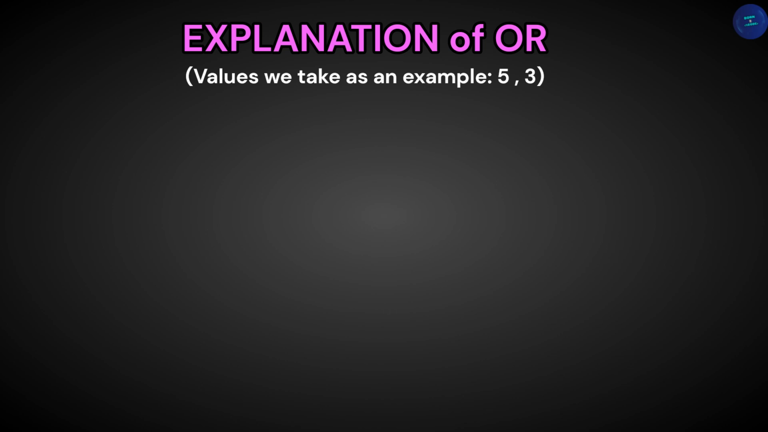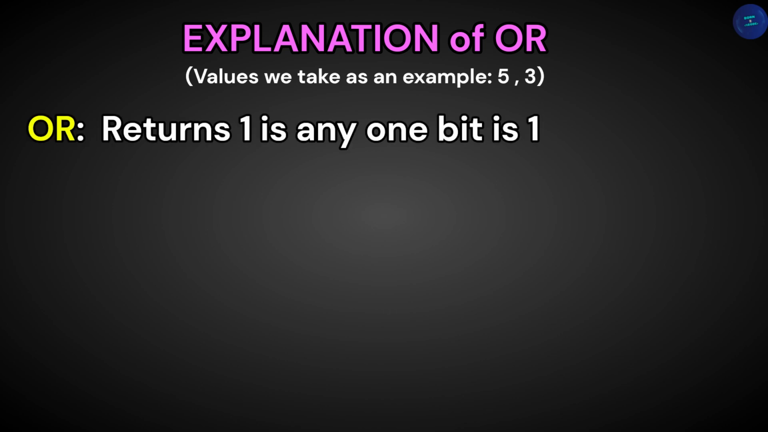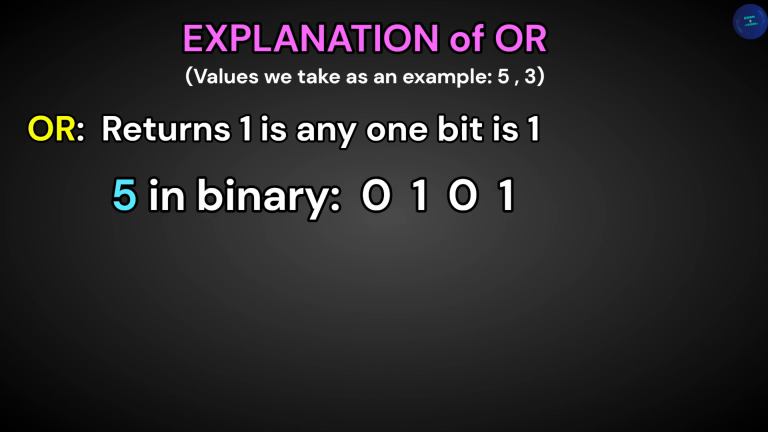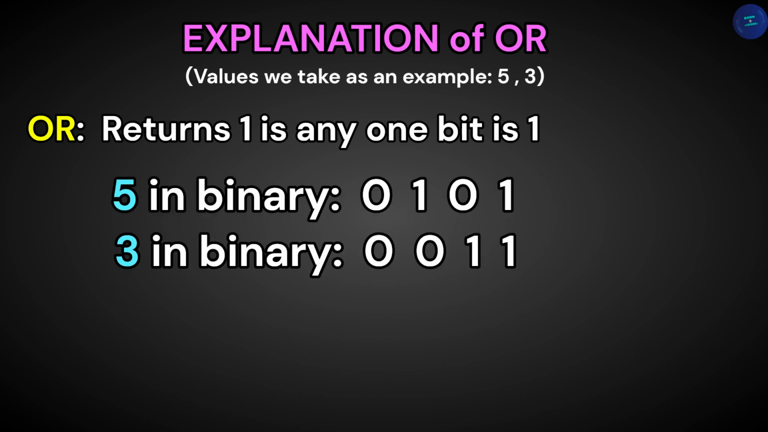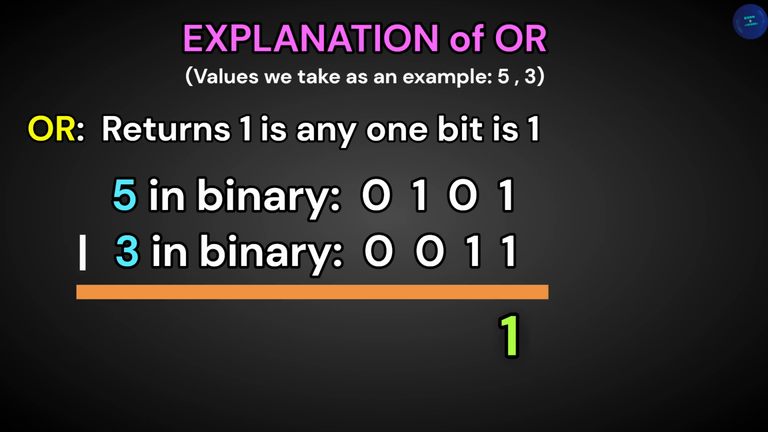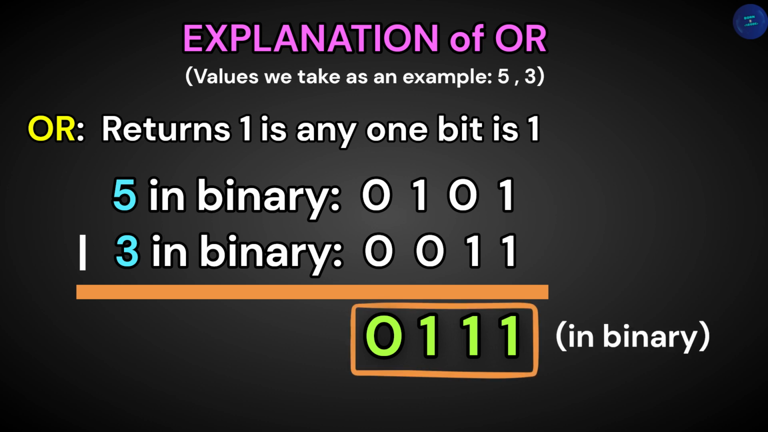But how does this 7 come? Well, you know that OR operator returns 1 if at least 1 bit is 1. So 5 in binary is 0101, and 3 in binary is 0011. Let's compare them. 1 or 1 will return 1. 0 or 1 will return 1. 1 or 0 will return 1. 0 or 0 will return 0, because both are false values. So we get 0111 in binary.